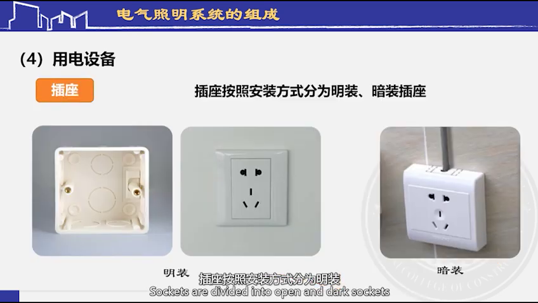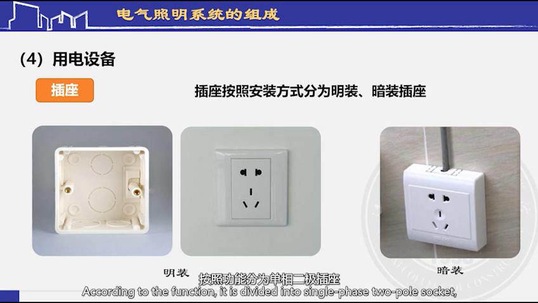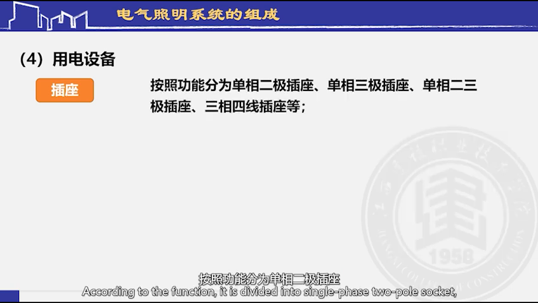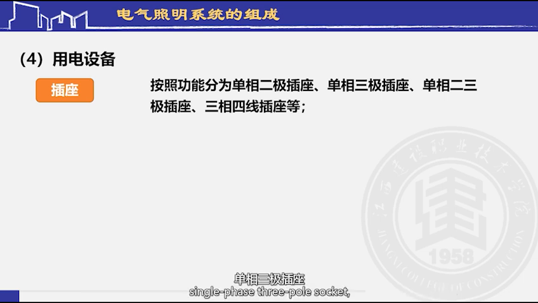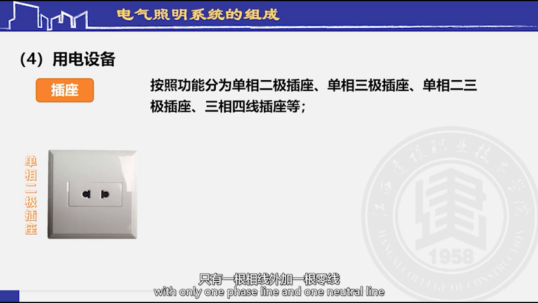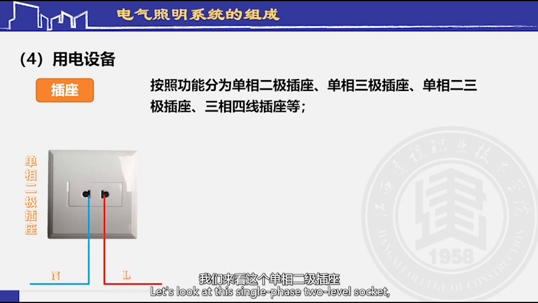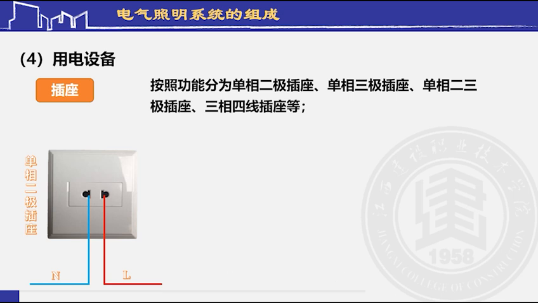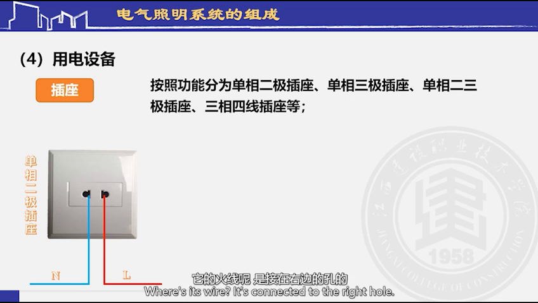Sockets are divided into open and dark sockets, according to the installation method. According to the function, it is divided into single-phase 2-pole socket, single-phase 3-pole socket, single-phase 2-3-pole socket, 3-phase 4-wire socket, etc. The single-phase socket provides 220 V voltage, with only one phase line and one neutral line. Let's look at this single-phase 2-pole socket. Its neutral line is connected to the left hole. Its live wire is connected to the right hole.